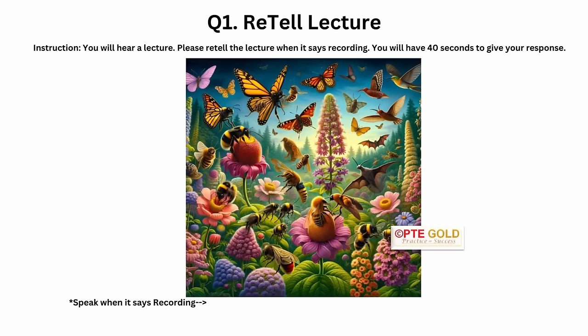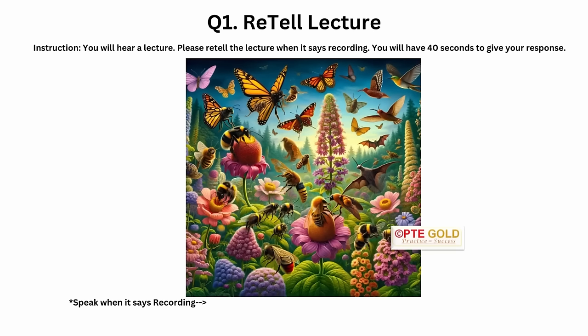Good morning, everyone. Today, I'd like to discuss a crucial aspect of our natural world, the role of pollinators in ecosystems. Pollinators such as bees, butterflies, birds, and bats play a vital role in the health of our ecosystems. They are responsible for assisting over 80% of the world's flowering plants to reproduce. Without them, many plants, including those that provide our food, would not be able to produce fruits and seeds.